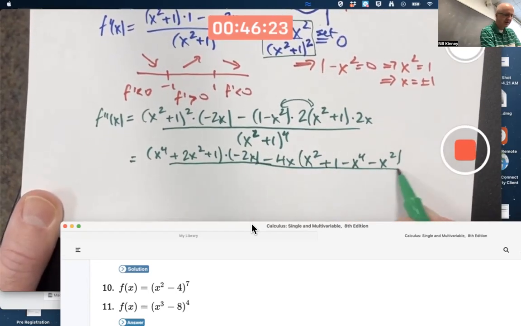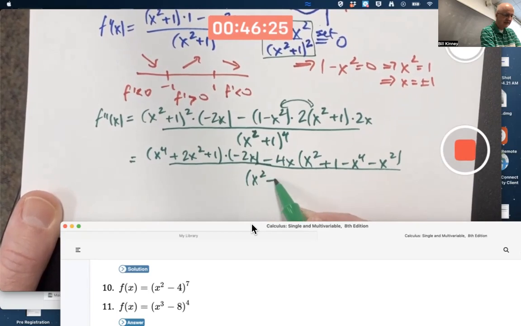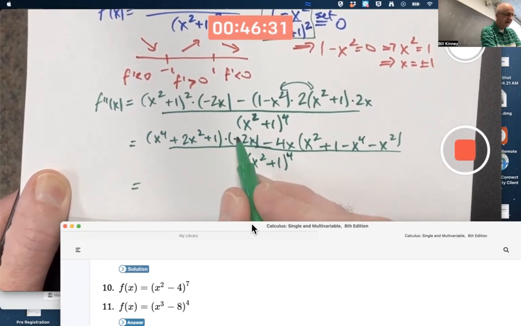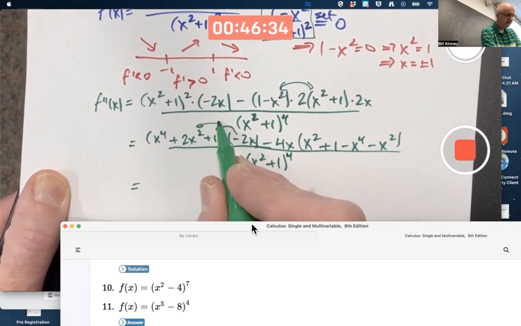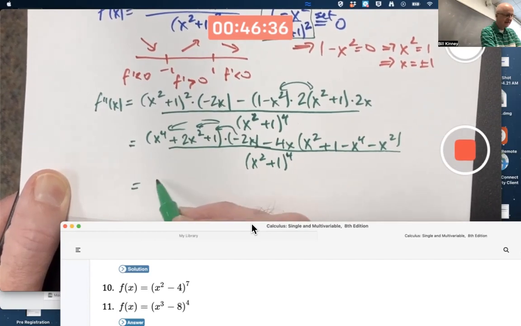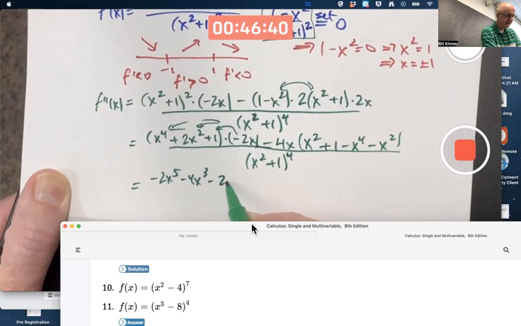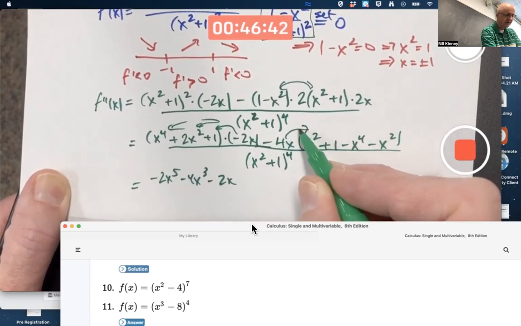Yes, sometimes life is unpleasant. And you're just praying you didn't make a mistake. I'm praying right now I didn't make a mistake. Distribute the -2x through here. Get -2x to the 5th minus 4x cubed minus 2x. Distribute the -4x through here.